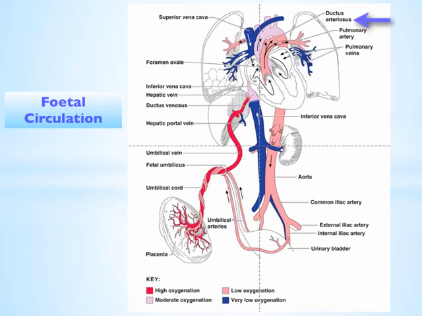So pointing there to the ductus arteriosus. Now, blood returns via the umbilical arteries back to the placenta, and the waste products, carbon dioxide, diffuse through the placenta into mother's circulation, and then she deals with them.